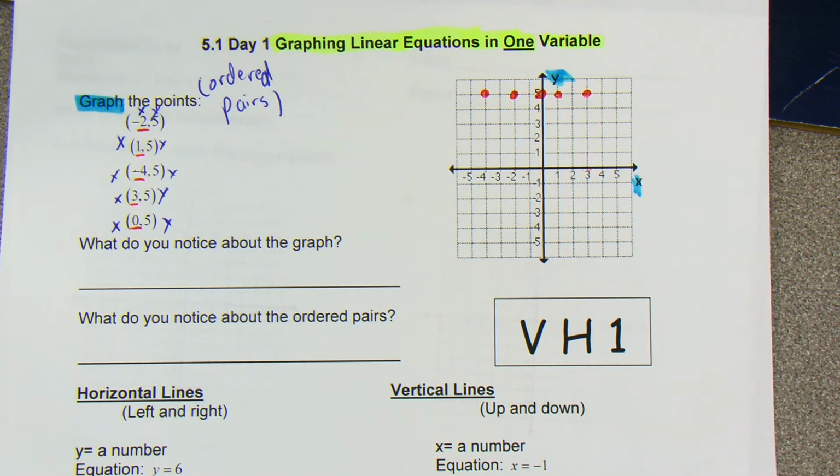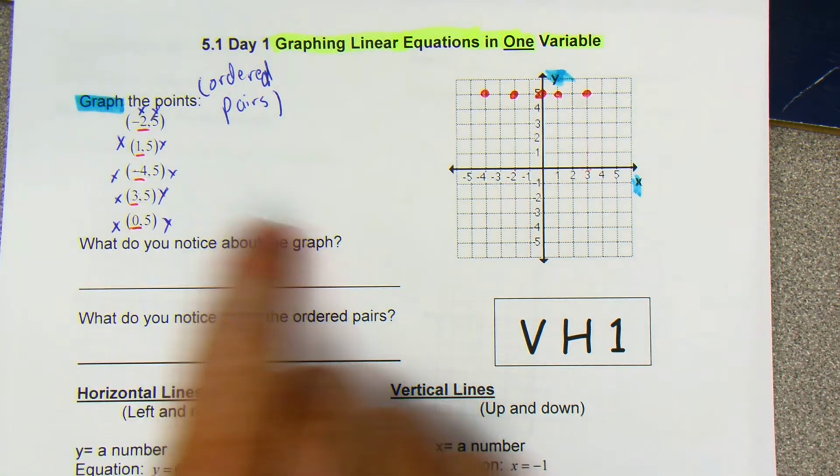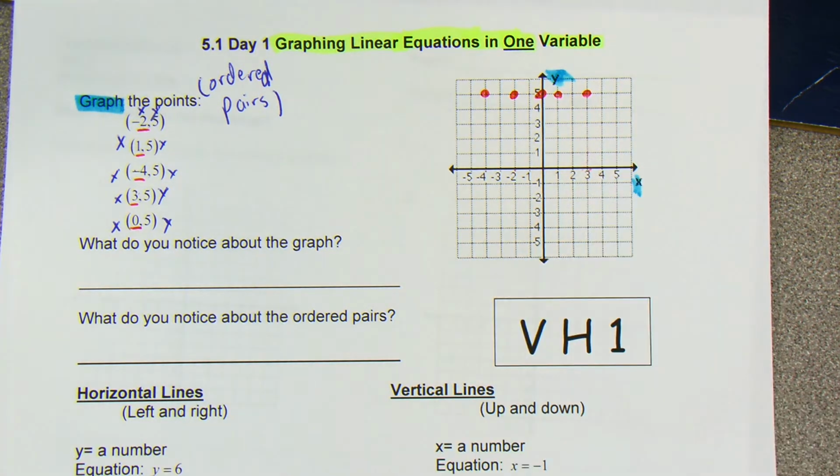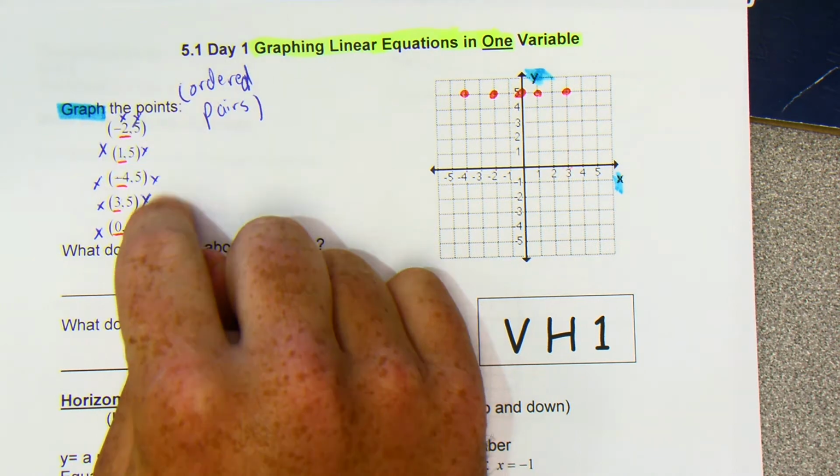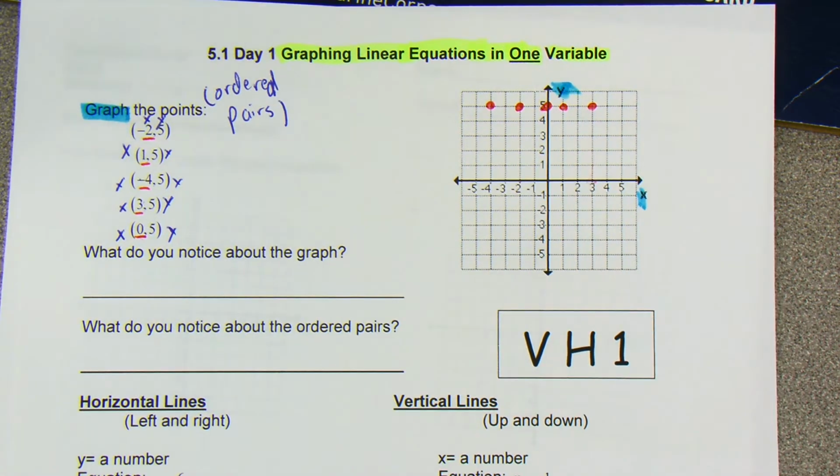We're graphing linear equations in one variable. If you have not done so already, please go back and watch the first video for this lesson. We went over what ordered pairs are, what the different parts of a graph are, and then we graphed those 5 points they gave us on the left here. So we graphed all of these ordered pairs right here. Okay, so we're going to keep on going on this worksheet.